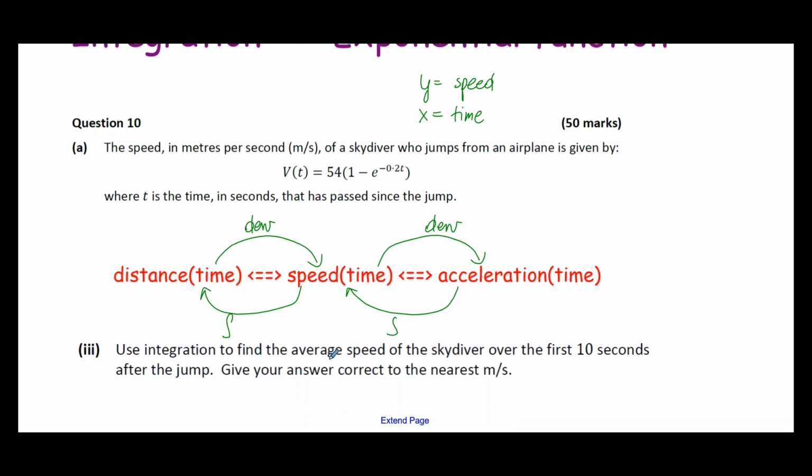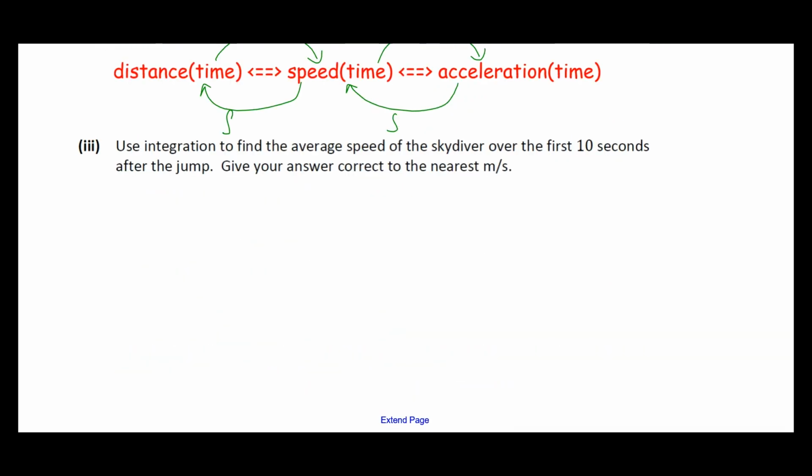Use integration to find the average speed of the skydiver over the first 10 seconds after the jump. Now, I want to point out a few things here. They were very good because they say use integration. But let's say they didn't say that. They don't always say that. So they said, find the average speed of the skydiver. That could be the question. Once you are dealing with a question with a function, and in that question you have this word average, what you are thinking about is integration, because this is the average value of a function.